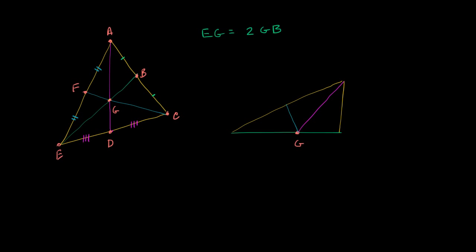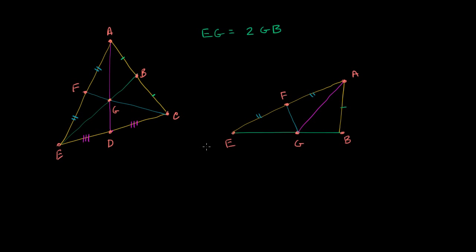And let me label all the points. So this is going to be E. This is going to be B. This is going to be A. This is going to be F right over here. And just to make sure we have all the same markings, that little marking there is that marking. These two markings are on this side right over there.